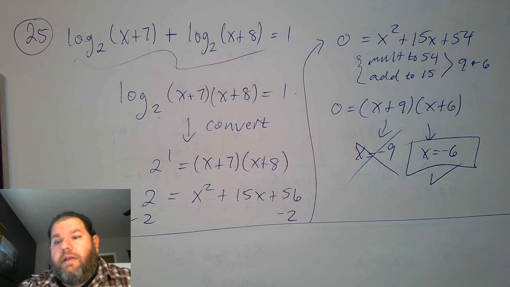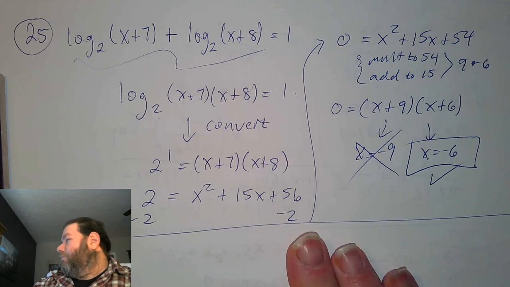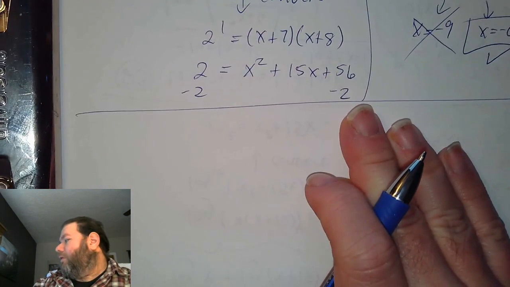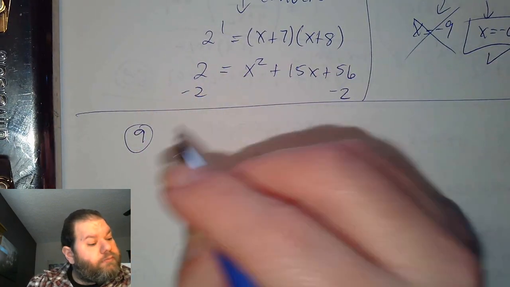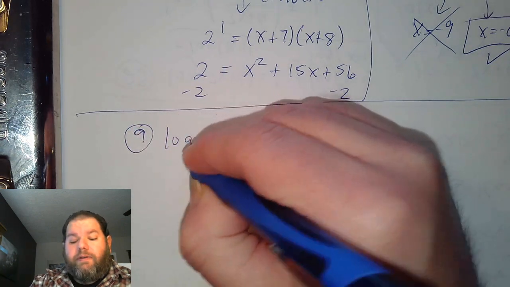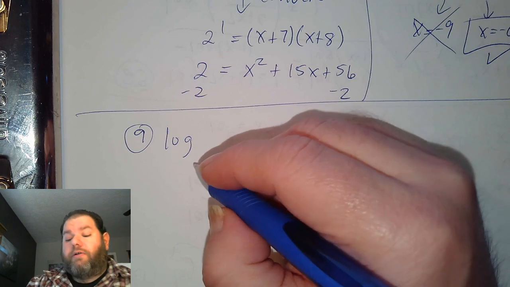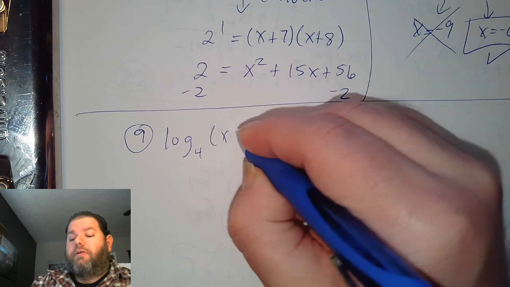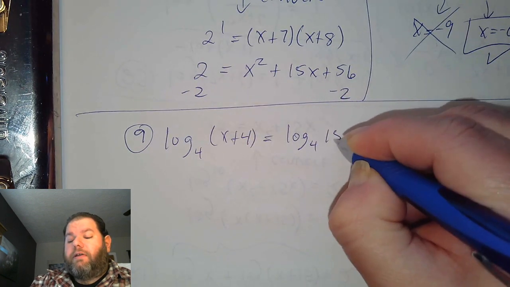All right. Amanda, you also asked for 9 and 19. Let's see. Now 9 is easier than it appears to be. Log base 4 of x plus 4 equals log base 4 of 15.